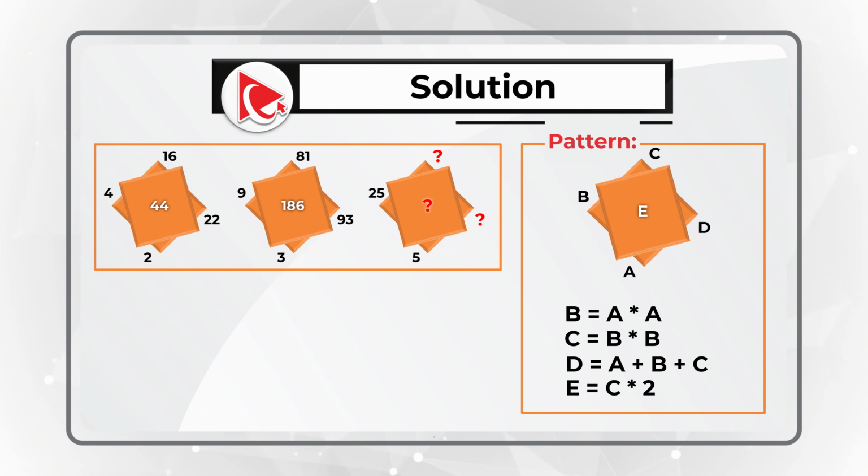Let's look at the example. If we look at the first set of diamonds, the number at the bottom of the diamond is 2. The number on the left is calculated as 2 multiplied by 2, which equals 4.